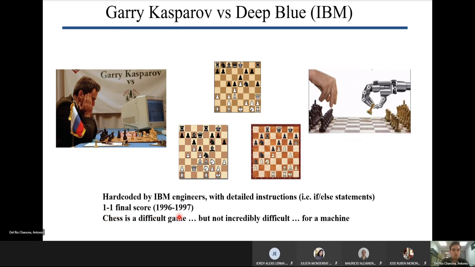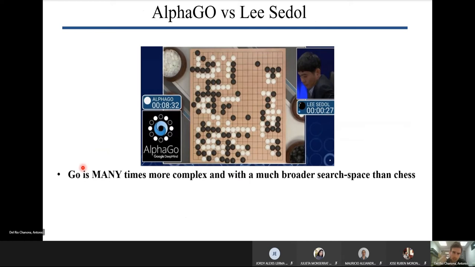The final score was 1-1. And we know that chess is a difficult game, right? But it's not incredibly difficult for a machine, so machines should be able to do better. And this eventually happened when AlphaGo, the computer of DeepMind, played against Lee Sedol. The main takeaway is that Go is a much more complex game than chess. Just to give a brief idea, in Go you have to surround your opponent's pieces, which is a much more abstract thing than playing chess, and playing this game is much more difficult.